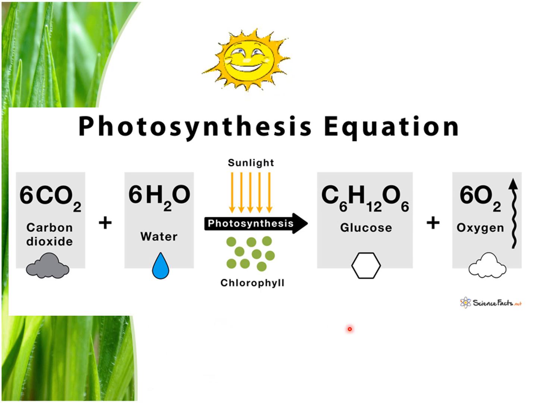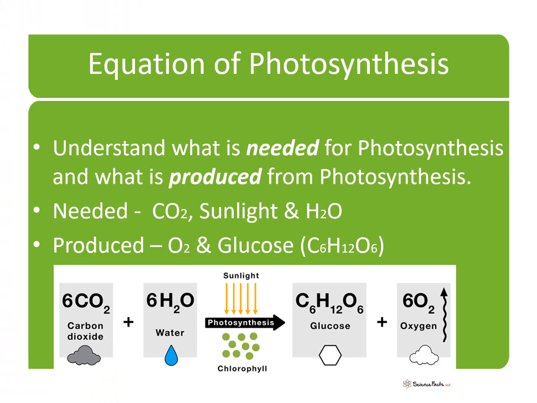I like this image, and I put this in your notes as well. It does show carbon dioxide as a gas and water as a liquid. Sunlight is shown here as energy. The glucose is the food source in the molecular form, and oxygen is the gas. What is needed for photosynthesis to work is CO2, sunlight, and water. What is being produced is the oxygen and glucose in the form of C6H12O6.